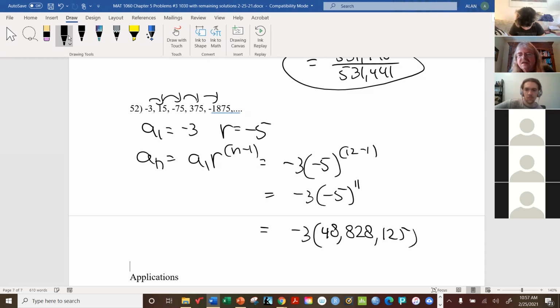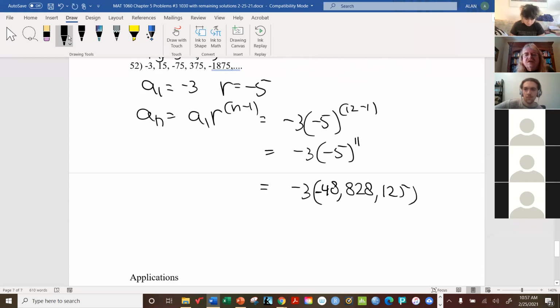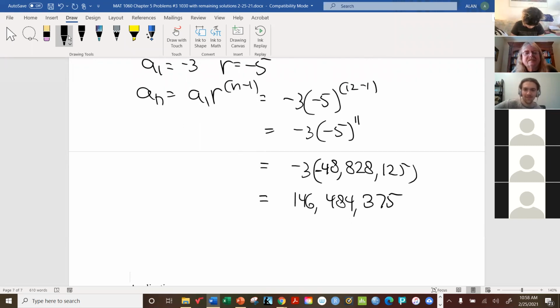48,828,125. Now, of course, this is negative, so these are both negatives. So we'll end up with a positive number, which is 146,484,375. Man, that's a big number. And we're not done yet because we still have to do the sum. Oh, it boggles the mind to think how big that number is going to be. Yep, that's going to be a whopper.